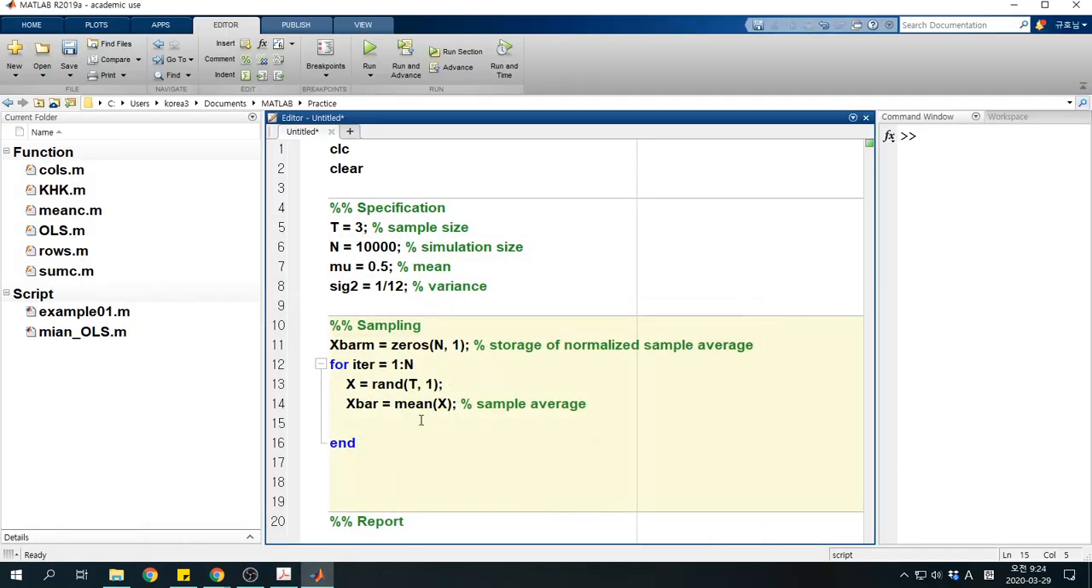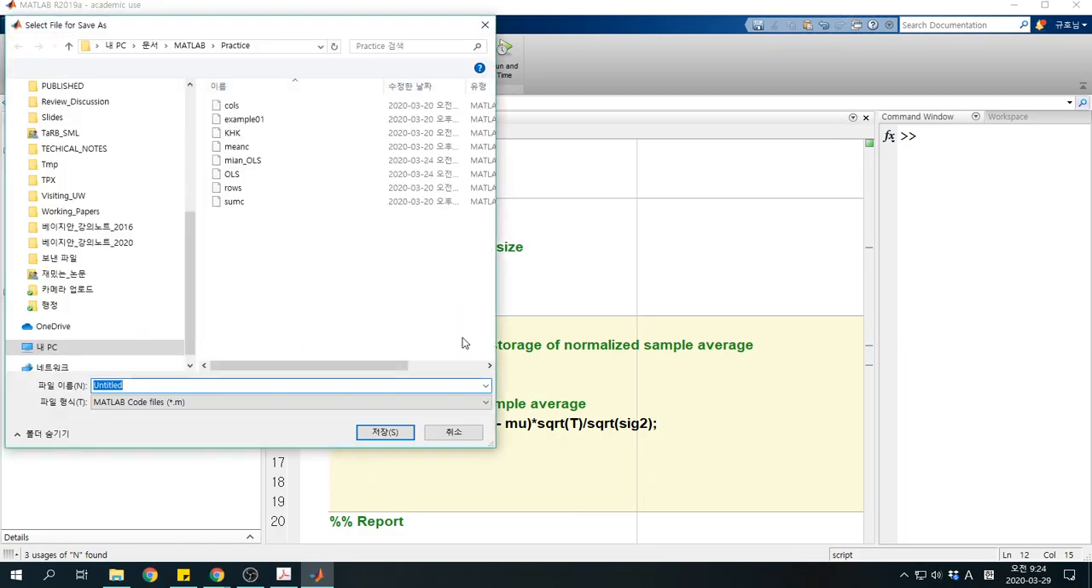Then here, x bar minus mu, times square root of capital T, divided by sigma. Sigma is the square root of what? Sigma square. And then we are going to save it here, ITR comma 1. Then we are almost done. Let me save it as CLT.